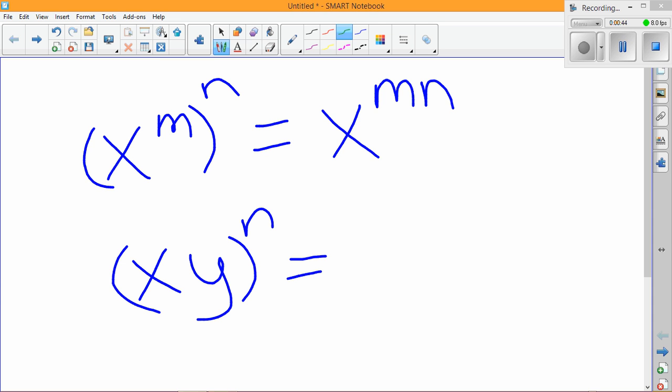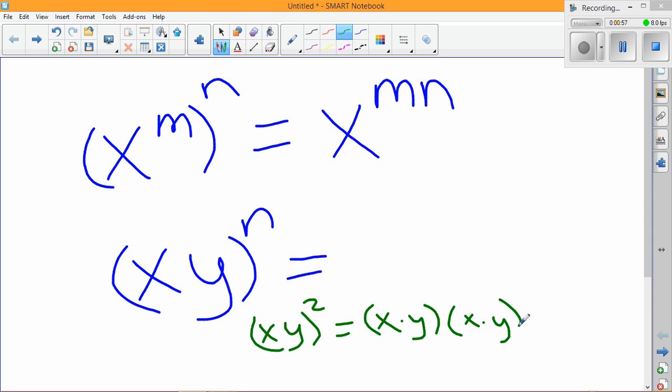So let's do xy to the second power, for example. That means you'll have x times y times x times y. And since everything's being multiplied together, we can use the commutative property to rearrange those letters however we want. So I'm going to rearrange it as x, x, y, y. And then you can easily see that this is x squared, that's y squared. So it'll be x squared, y squared.